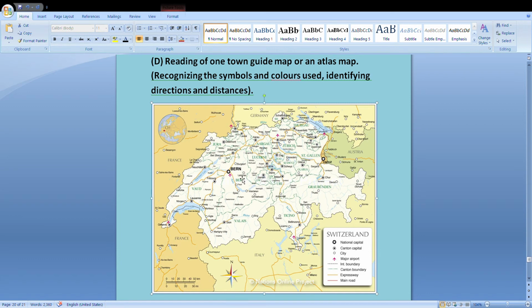Now you know this by seeing the directions. Also, if you are at a place here, for example Zurich, and you want to go to the airport, where is the airport? You have to take a cab towards the southwest direction, because Zurich's north is here, south is here, east is here, west is here. So south and west, if you go to southwest, that is the airport.